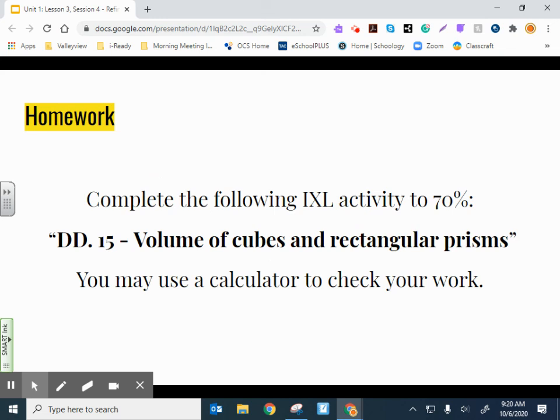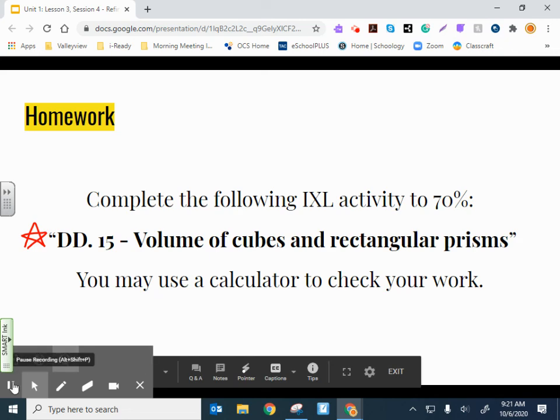Your homework is going to be IXL. You'll see a little star next to it. It's going to be section DD. So make sure you're in grade 5 when you go into IXL. Go to section DD, lesson 15. It's called Volume of Cubes and Rectangular Prisms. Again, there'll be a little star to the left of it. I'll highlight it for you. You can go to 70%. I have nothing against you using a calculator to check your work. And you can, again, go to 80 or 100 for extra points for Classcraft. That will be entirely optional, but 70% gets you credit for the lesson.